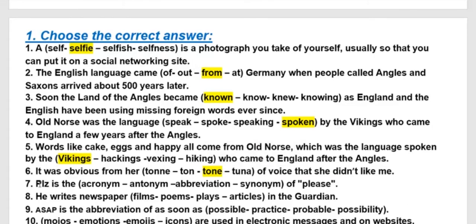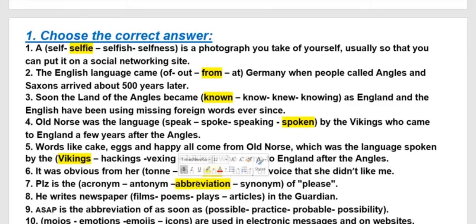Please, right? This is the abbreviation. Please is the abbreviation of please. This is the meaning of abbreviation. Abbreviation, you see here, is a short form of a word or expression, as well as if you write great, right? You write it GR8. GR8 is the abbreviation form of the word great, okay?